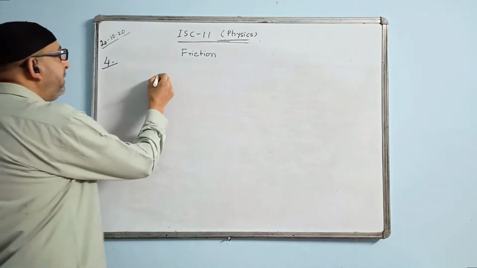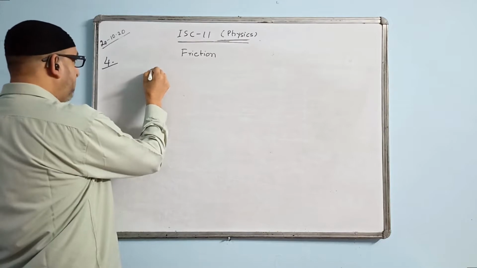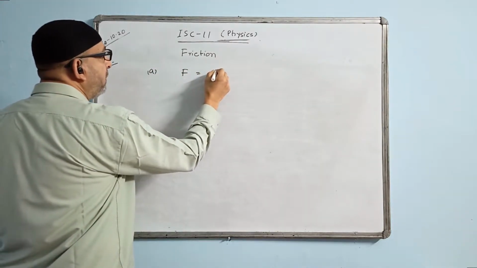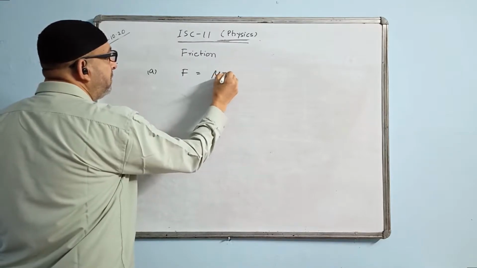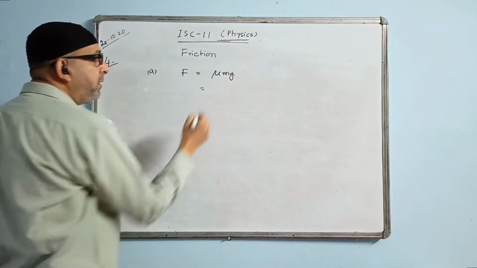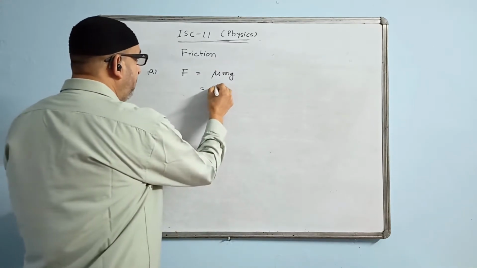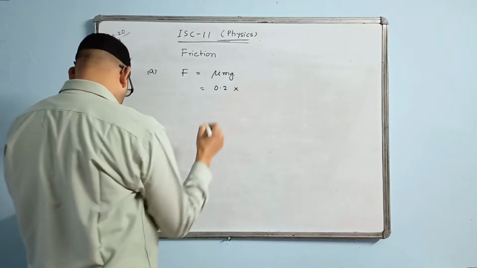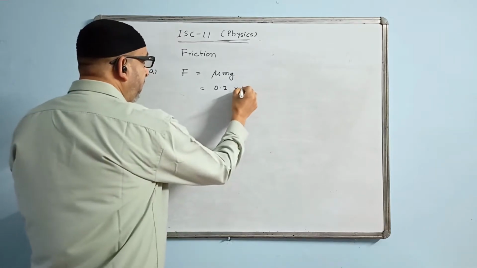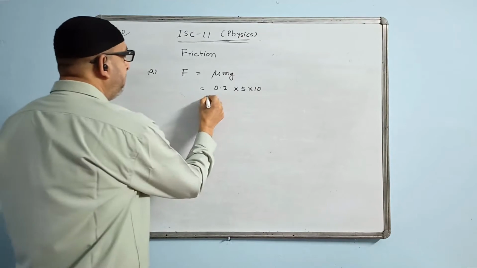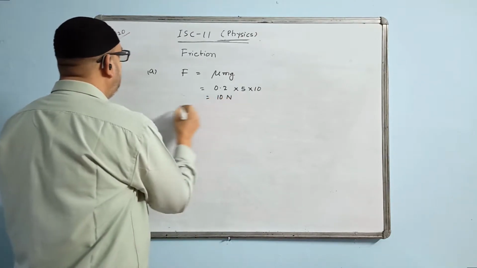So we will be writing the answer for part a. F will be equal to the friction force. Friction force formula is mu into mg. The value of mu is 0.2. Mass is given 5 and g value is 10. And this gives the answer 10 newtons.